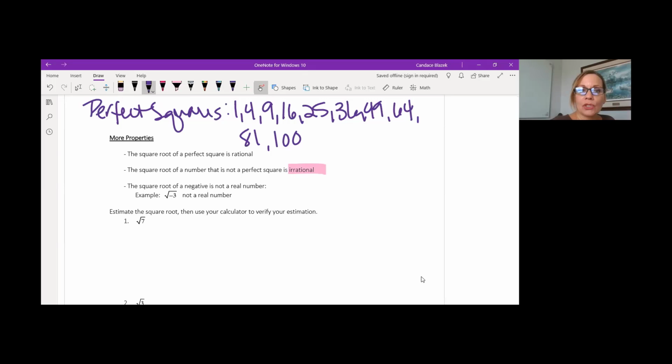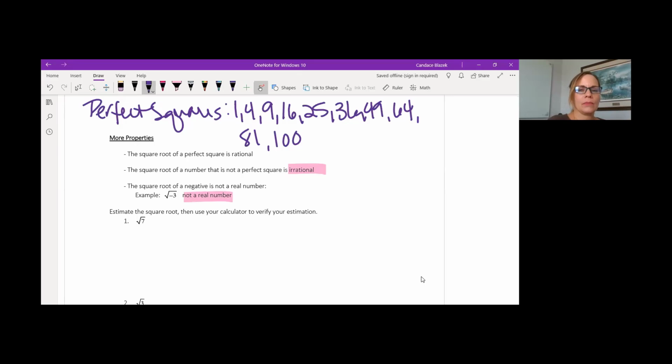The next property, the square root of a negative number is not a real number. So what we'll say for this, because this can come up, is just that it's not a real number. Okay, it's that simple. So those are the 3 properties. The square root of a perfect square is rational. The square root of a number that is not a perfect square is irrational. And the square root of a negative number is not real.